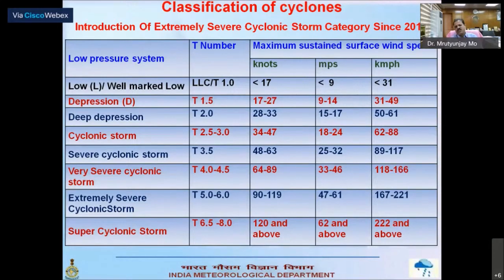Therefore, when there is a low pressure system, you get rotational wind, and the speed of the wind will gradually increase if the depth of pressure fall at the center of the low goes on increasing. By that way, the speed increases and hence the intensity of the cyclone or system increases.